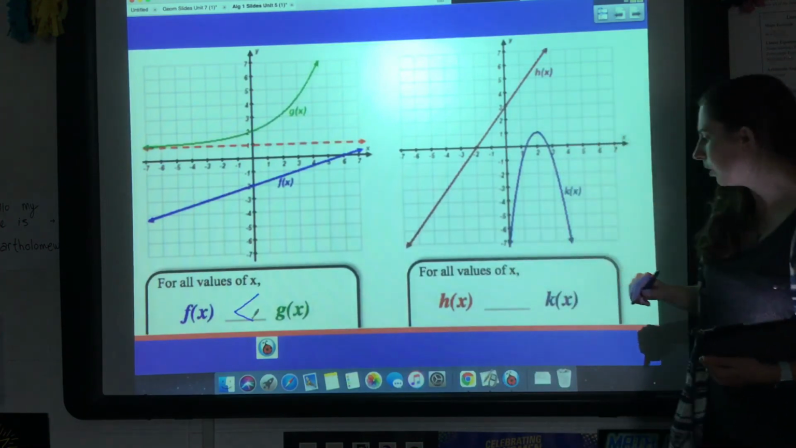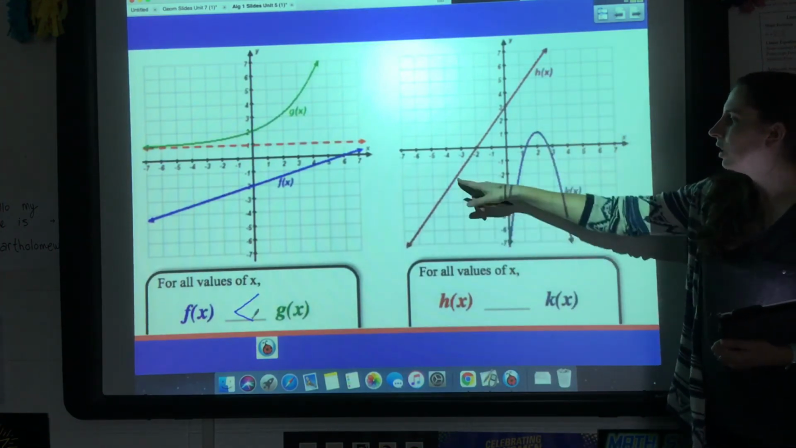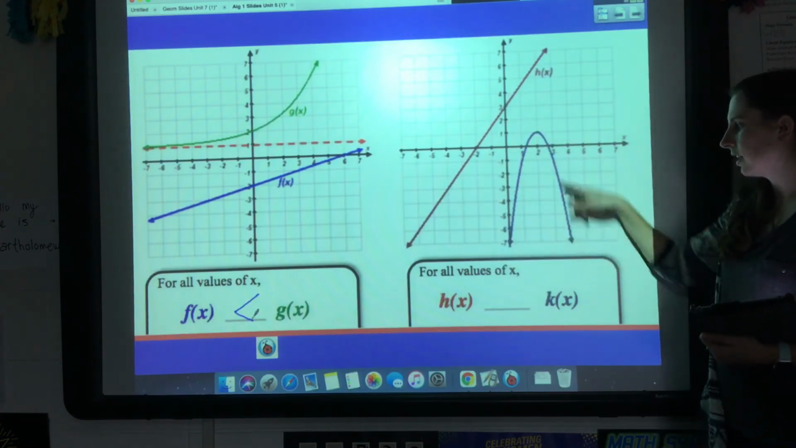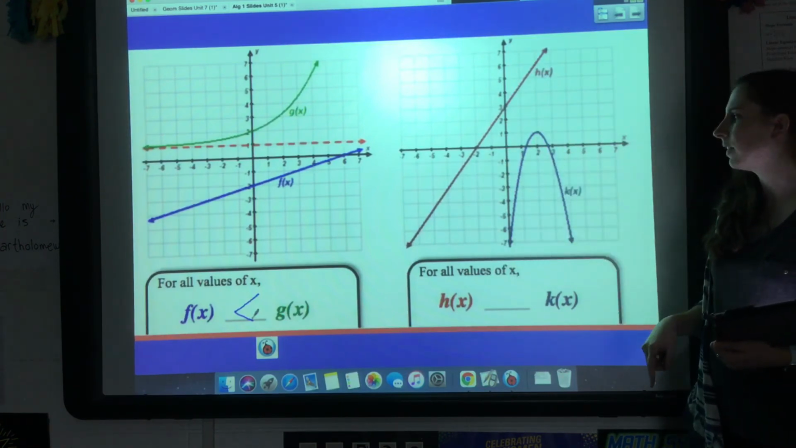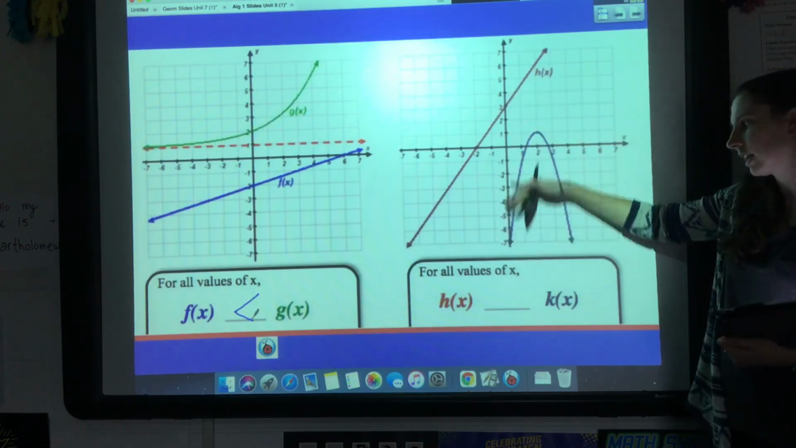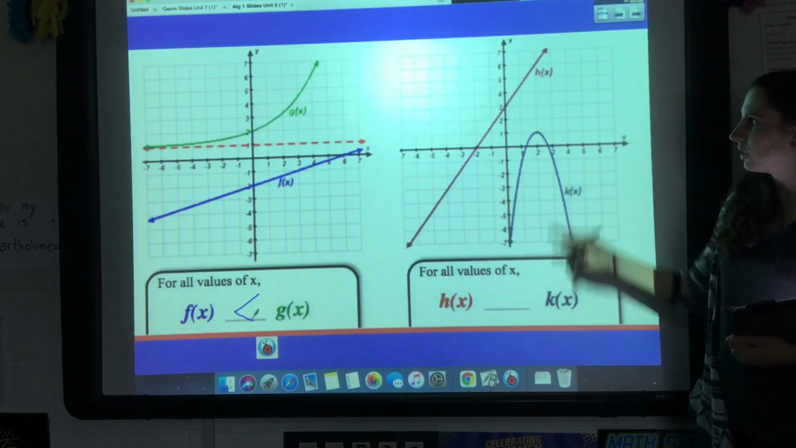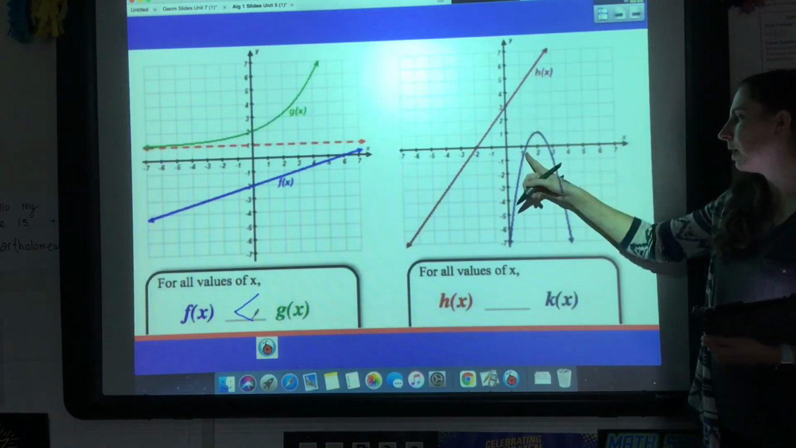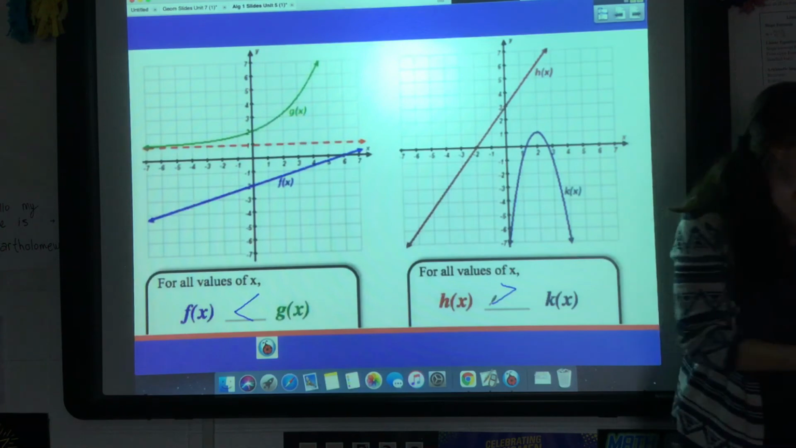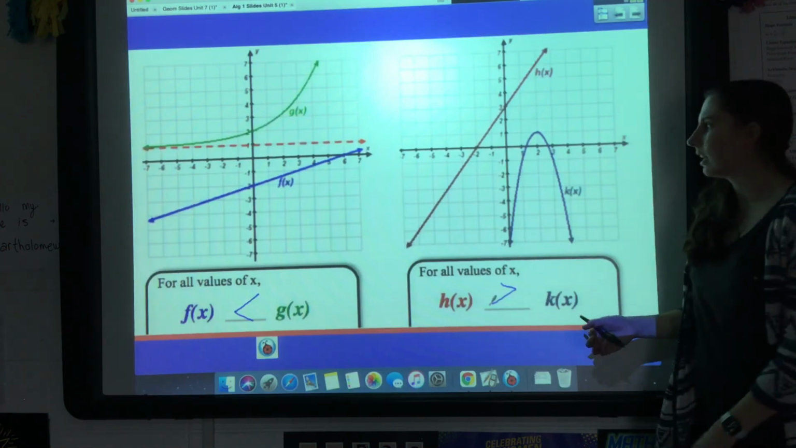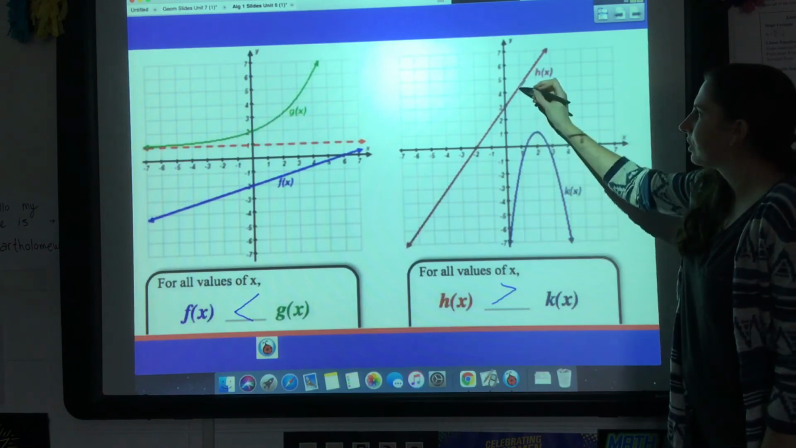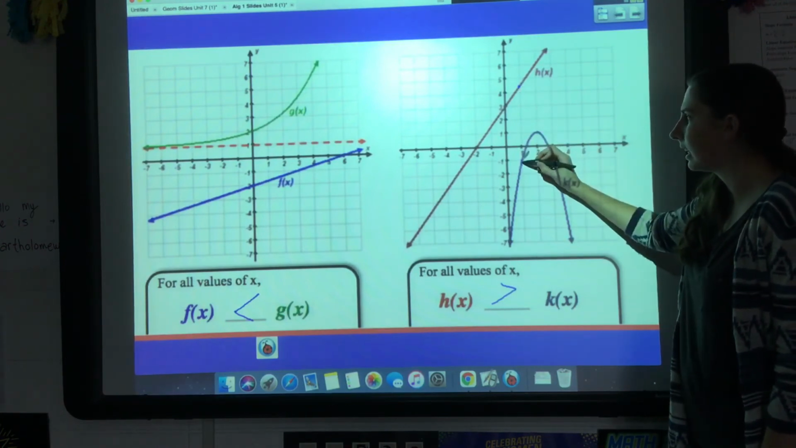Or, for example, on this one, we've got h of x, which is a line, and k of x, which is this parabola here. I know the parabola is never going to go above its vertex, it's just going to keep going down forever. So in this case, h of x is above k of x, so it's greater than k of x. You may want to compare a few values, right? Like when x is 1, where are we at? h is up here, k is down here.